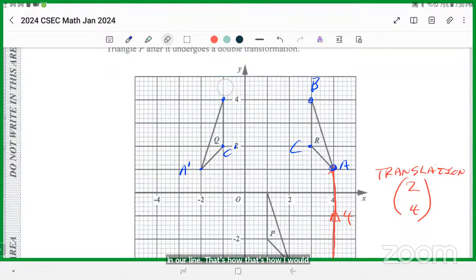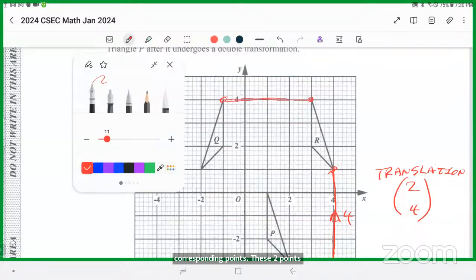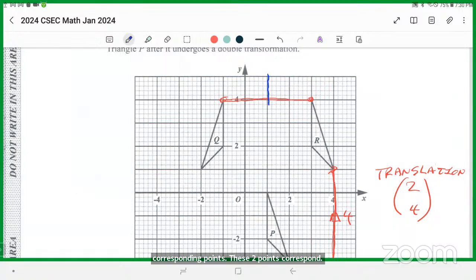And so I can confirm it is a reflection. And a reflection is a mirror line. All I need to do is state that it's a reflection, but you also have to state the mirror line. You cannot describe a reflection without stating the mirror line. The mirror line is going to be halfway between the corresponding points. So these 2 points correspond. Halfway between them is right here.